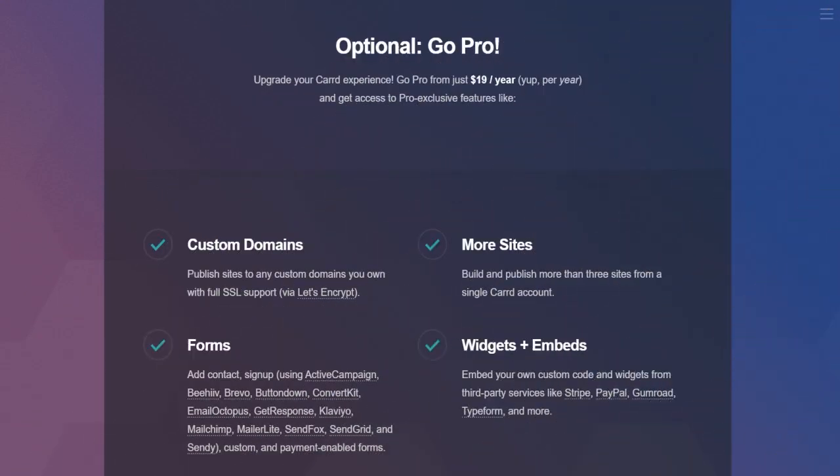In terms of pricing, I want you to look on the screen right now, at Card pricing and plans. You have the free version and you have the paid version. The paid version, they're charging you $19. That's the starting price per year. And this is really cool. I mean, $19 per year, you are looking at less than $2 per month.